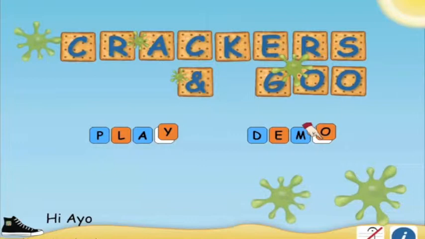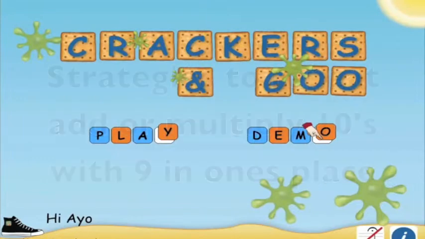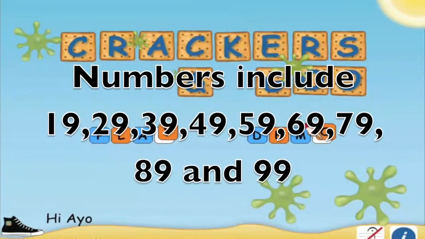Welcome to Crackers and Goo, a game of patterns that teaches math and delights you. In this video we will explore math strategies for repeatedly adding numbers that are tens with a 9 in the ones place. These numbers are 19, 29, 39, 49, 59, 69, 79, 89, and 99.